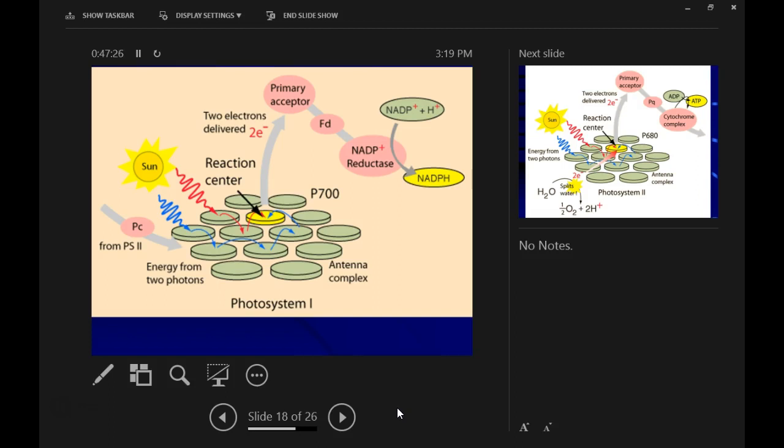Now, this molecule here, called the primary electron acceptor, doesn't hold on to these energized electrons very long. It passes them to a middleman. This FD is an iron-containing molecule called ferredoxin. Ferredoxin. In fact, I'll write that up just so you can impress your friends. Ferredoxin.